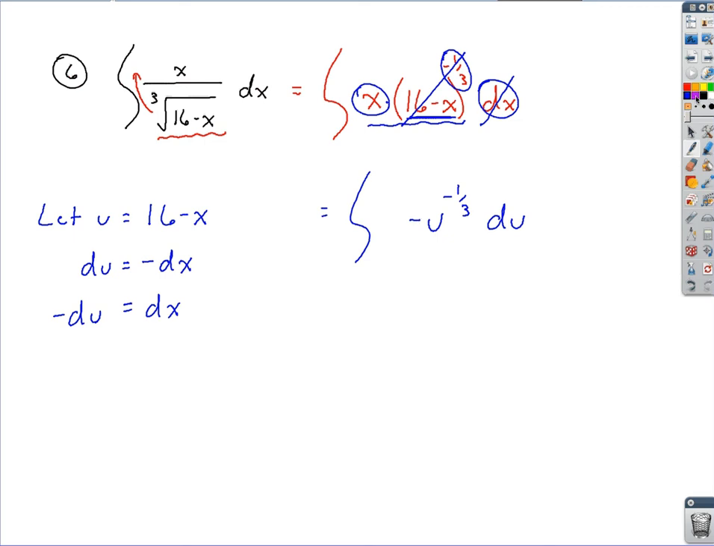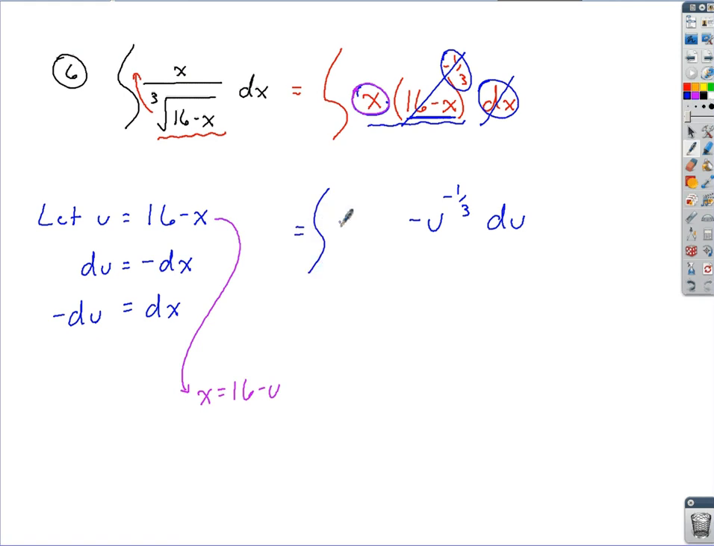As far as what to do with this x, though, anytime we've got that extra variable that hasn't been accounted for yet, this is where we go back to what we let u equal, and we solve for that variable we need to replace. So I solve for x. If I solve for x, I'm going to get 16 minus u. So I can now squeeze in here, if I make a little more space.